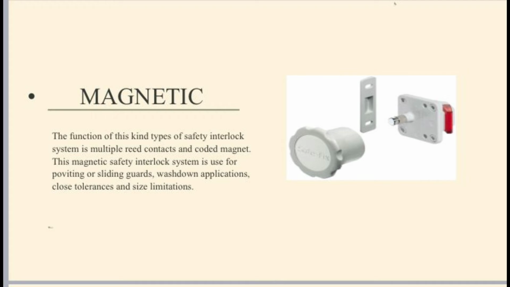The second one is magnetic. The function of this type of safety interlock system is multiple reed contacts and a coded magnet. This magnetic safety interlock system is used for pivoting or sliding guards, washdown applications, close tolerance and size limitation.